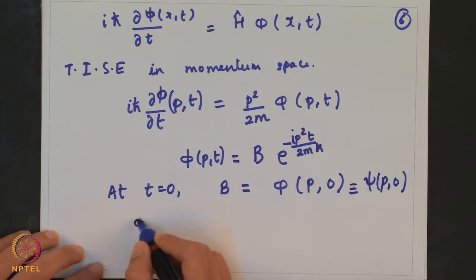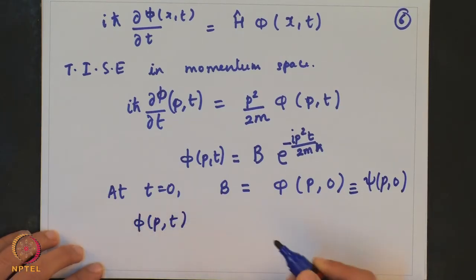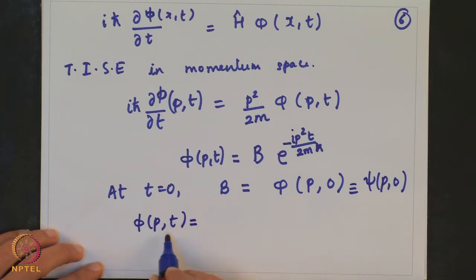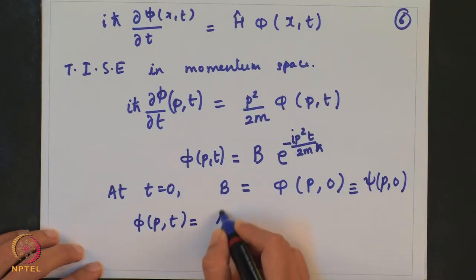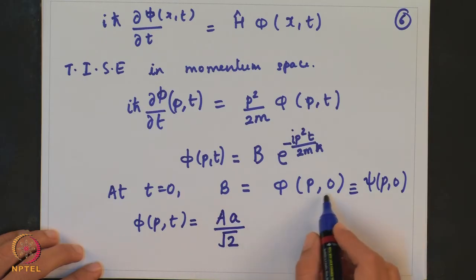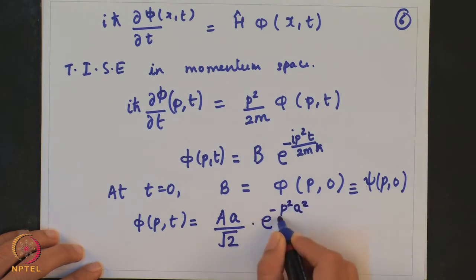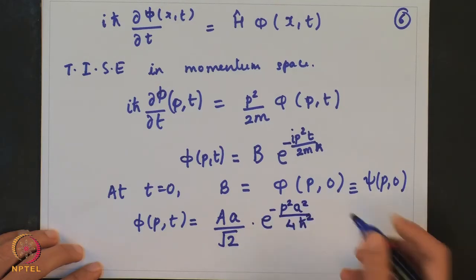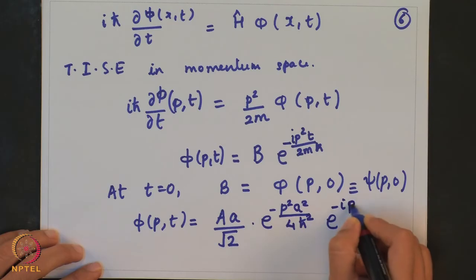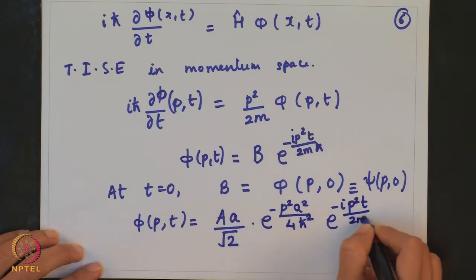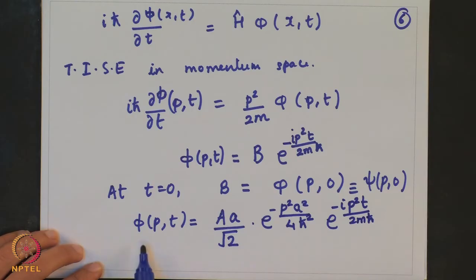So now the time dependent wave function in momentum space will be a upon square root of 2, substituting for φ(p,0), times e raised to minus p squared a squared upon 4 h cross squared, times e raised to minus i p squared t upon 2m h cross. Now, I have obtained the wave function in momentum space.